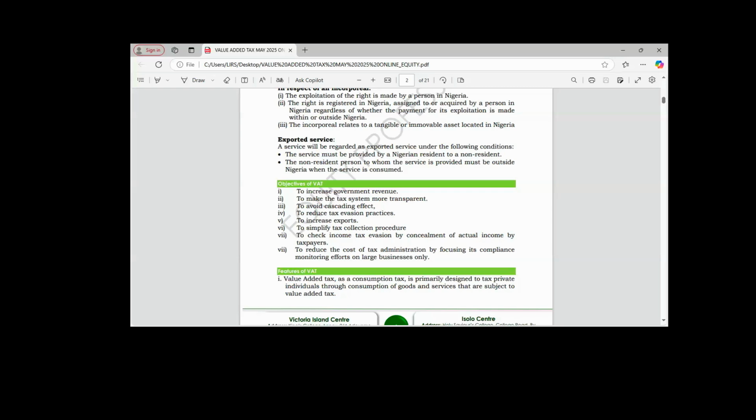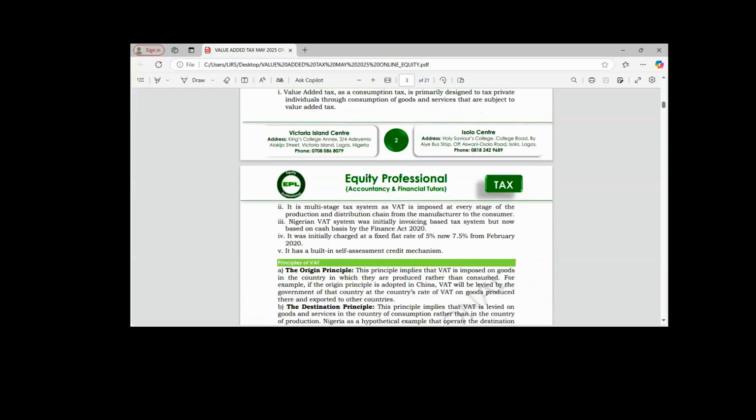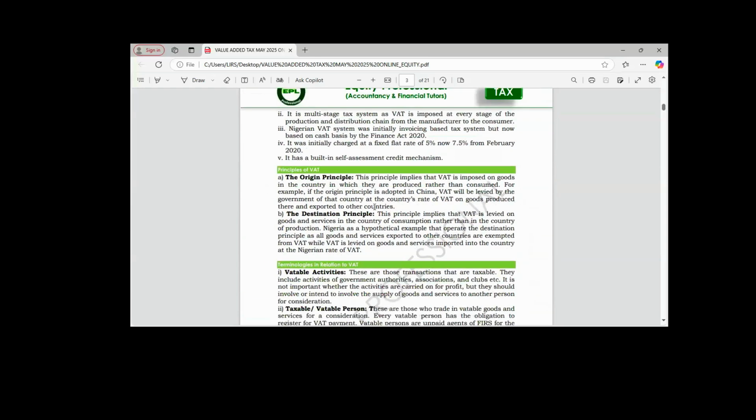Then we also have the features there. But where I'm particular about is the principle of VAT. Specifically, VAT has what is called the origin principle and the destination principle. So, as the name implies, origin, what do you mean by this origin principle?